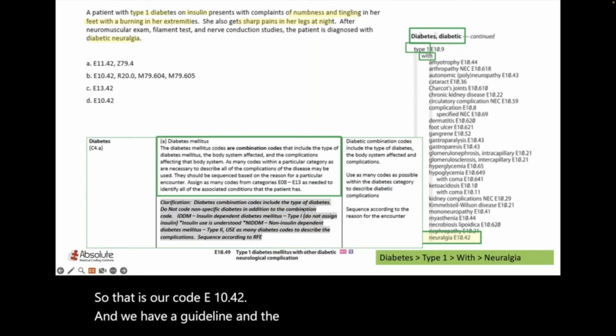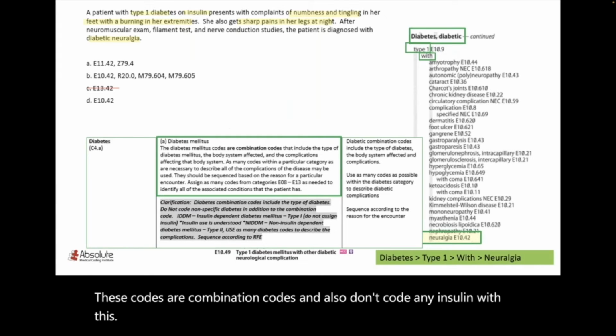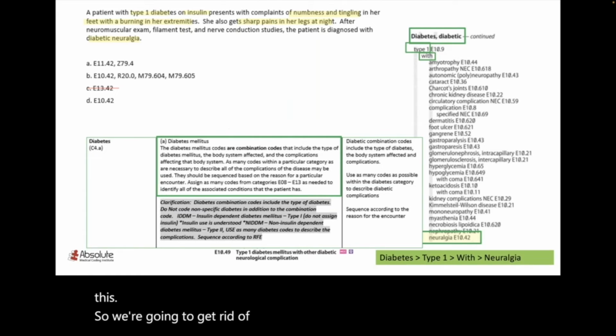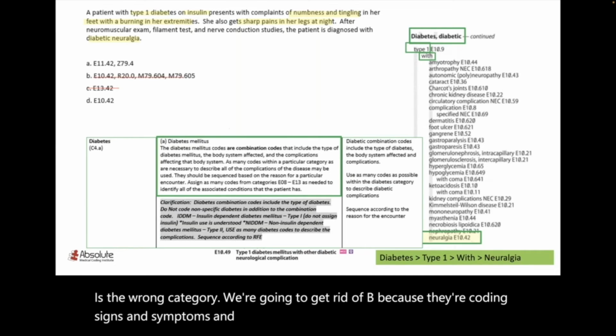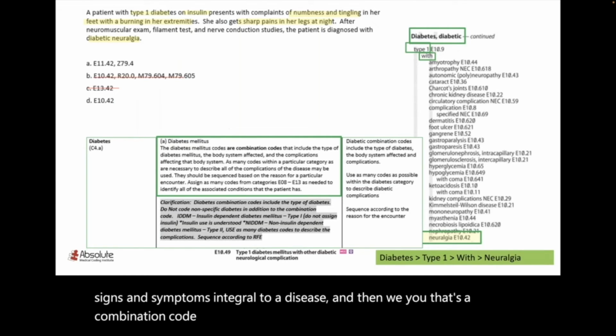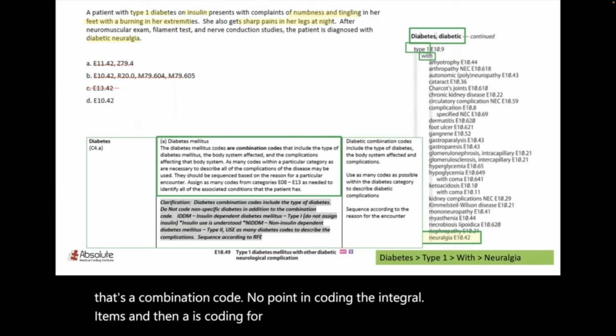And the guideline says, hey, these codes are combination codes, and also don't code any insulin with this. So we're going to get rid of C. C is the wrong category. We're going to get rid of B because they're coding signs and symptoms integral to a disease. And that's a combination code. No point in coding the integral items. And then A is coding for type 2.